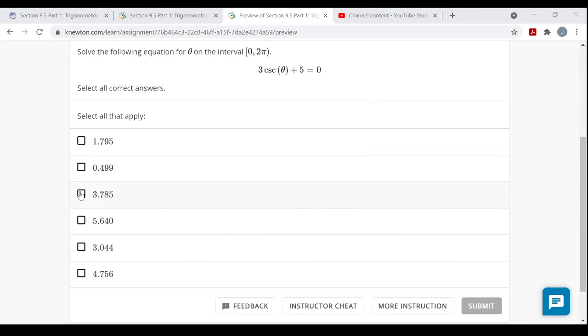So back here, 3.785 was one of them. And now I said 5.639. They must have kept it rounded the whole time, and they got 5.640. That's basically 5.639 here, right? So these are the two closest to the actual solutions of this equation in this range, right, from 0 to 2 pi.